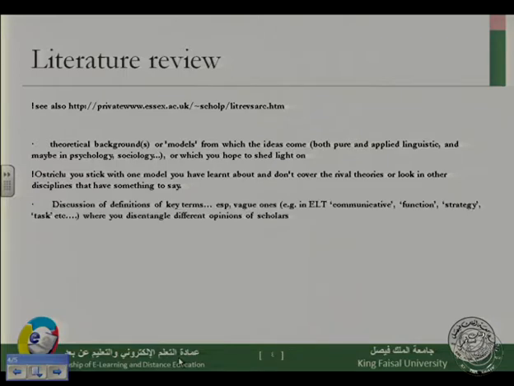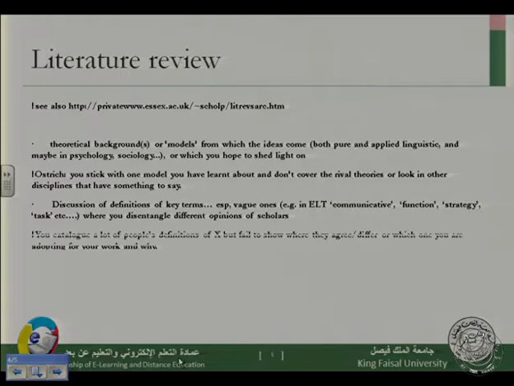Discussion of definitions of key terms, yes, especially the vague ones: communicative in ELT, function, strategy, task. You need to define them very clearly, because if you read about these terms, you will find hundreds of research about them. So you need to summarize all of these 100 research in a very nice way in your report or in your research. Again, we have an exclamation mark, meaning something not recommended.